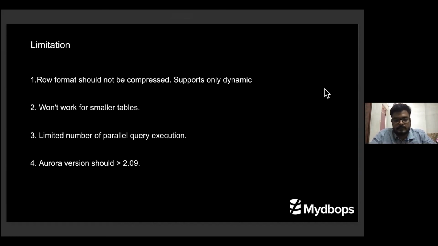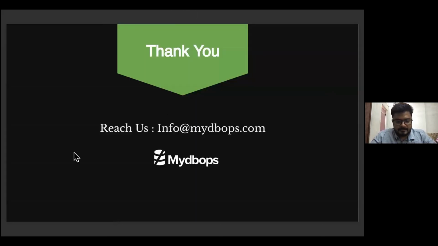And also the concurrent parallel query execution depends on the instance type. So it is also a limitation, because if you have an R3 large, only a single parallel query can be executed at a time. So the instance should be higher for concurrent parallel query execution. And also the Aurora version should be greater than 2.0.9. So yeah, that's all.